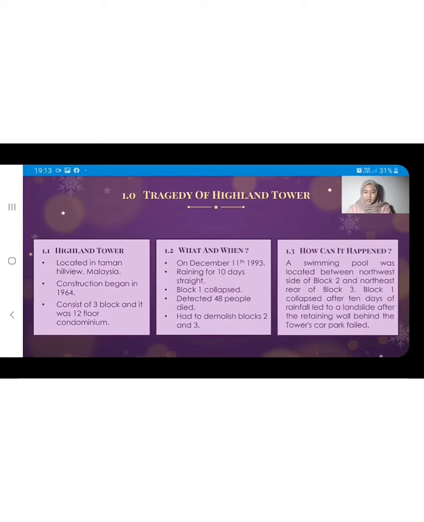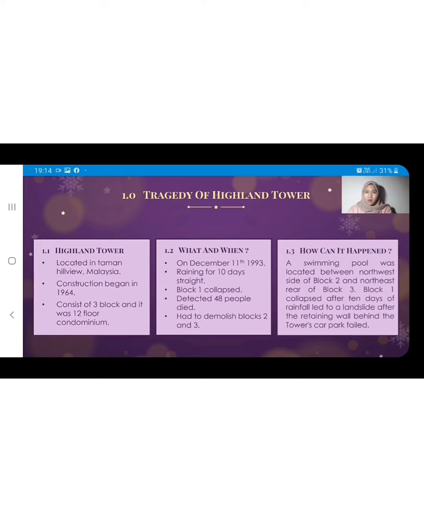In my presentation, I will focus on two major issues, which are the tragedy of Highland Tower and the problem statement. First, let us look at the tragedy of Highland Tower. The Highland Tower construction began in 1964. On 11 December 1993 marks the date of a heartbreaking tragedy that occurred in Taman Hillview, Malaysia. It was on this very day that one of the 3 blocks of Highland Tower collapsed and took the lives of many, shocking the whole nation.